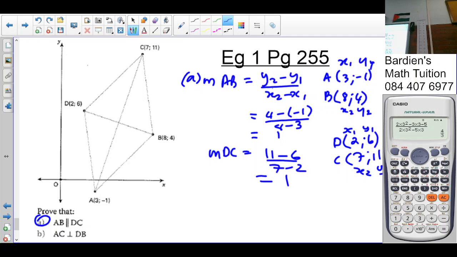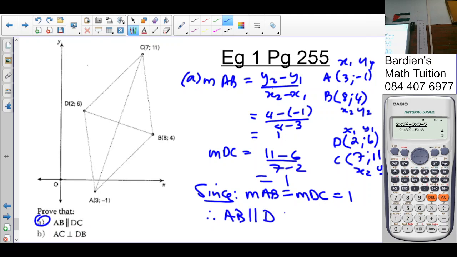So we conclude as follows. We state the obvious. We say since the gradient of AB is equal to the gradient of DC, which is equal to 1, both gradients are the same. Therefore, AB is parallel to DC. Okay, any confusion here? Nobody is confused at this point. So I'm going to put this in here. I'm going to add something else afterwards to this, okay?